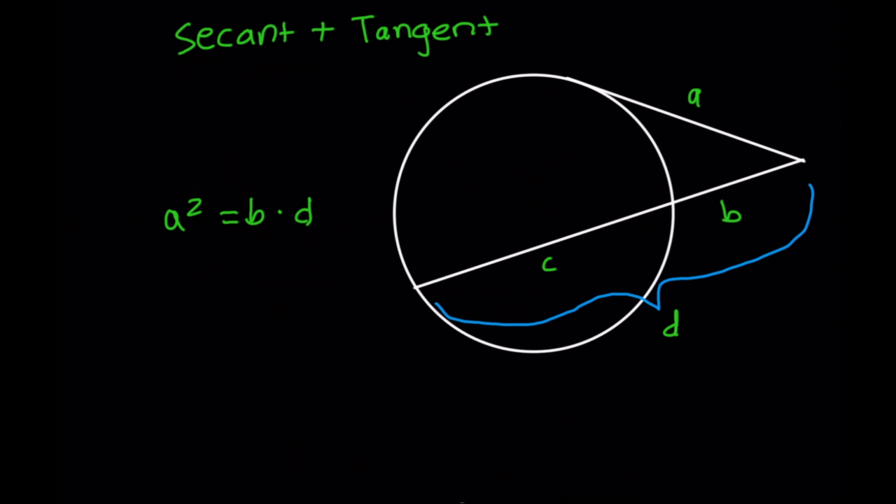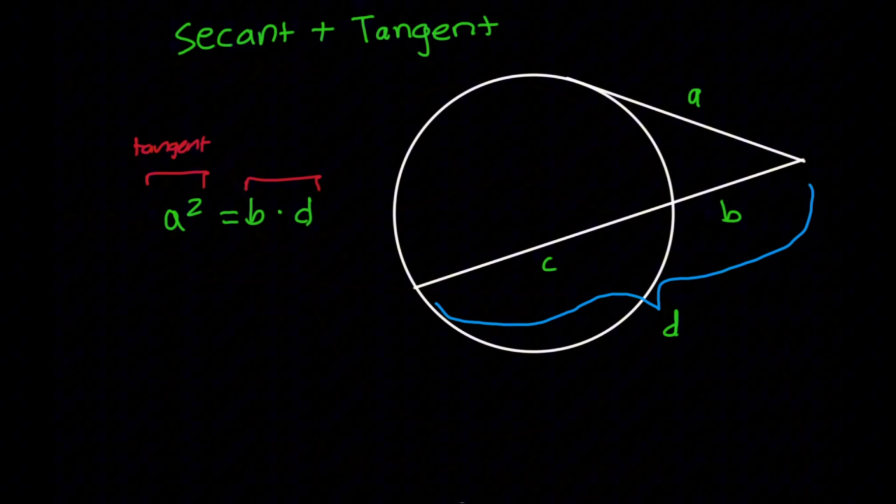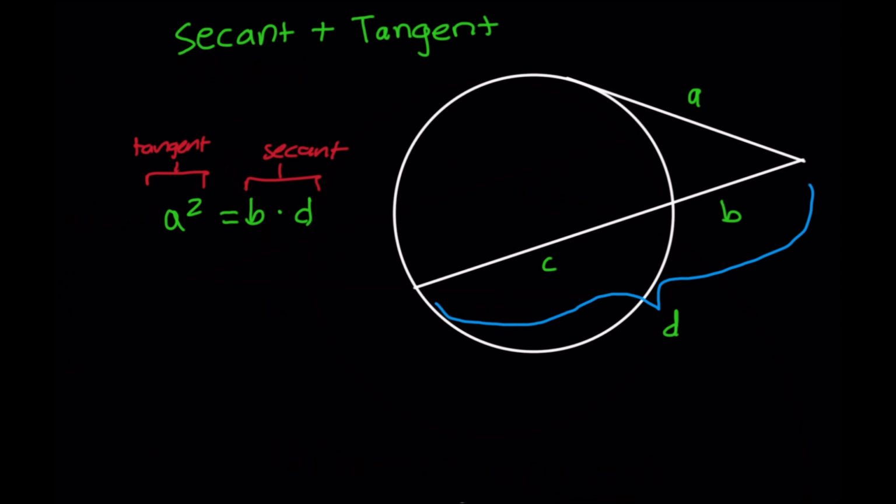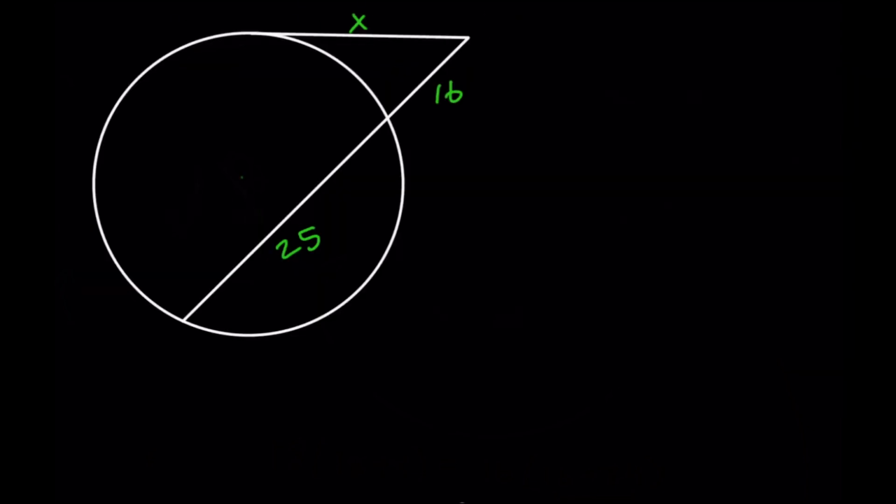So again, this side of the formula is going to be the same thing as the secant plus secant, where it was outer times whole. But since we have a tangent on this one, so this is the tangent, and then this is the secant, the tangent's going to be squared. So it's just something we have to remember, like the formulas. So that's the formula for secant plus tangent. So here's an example that we're going to do with secant and tangent.